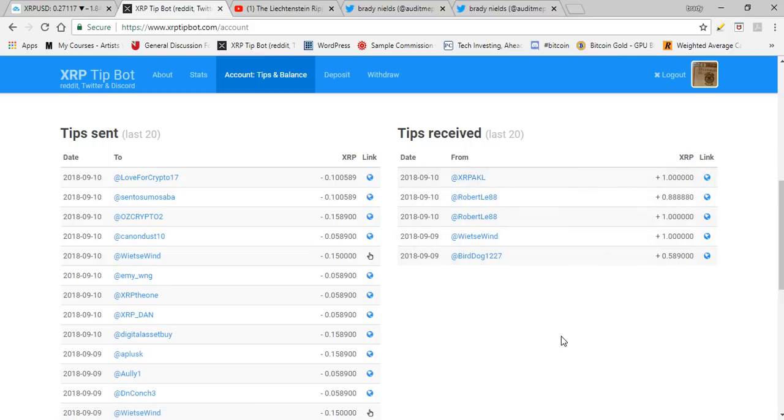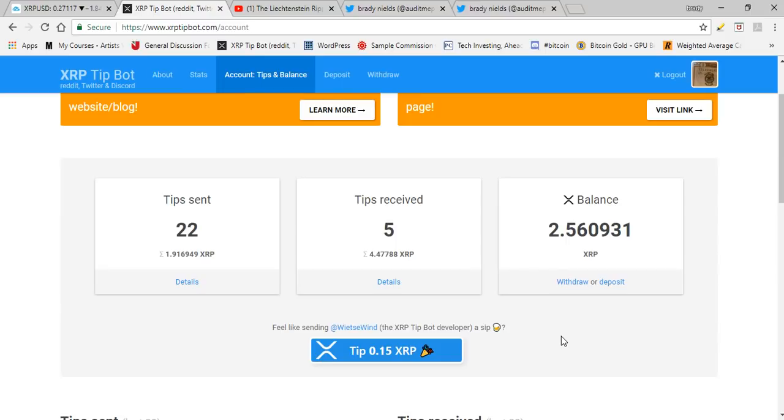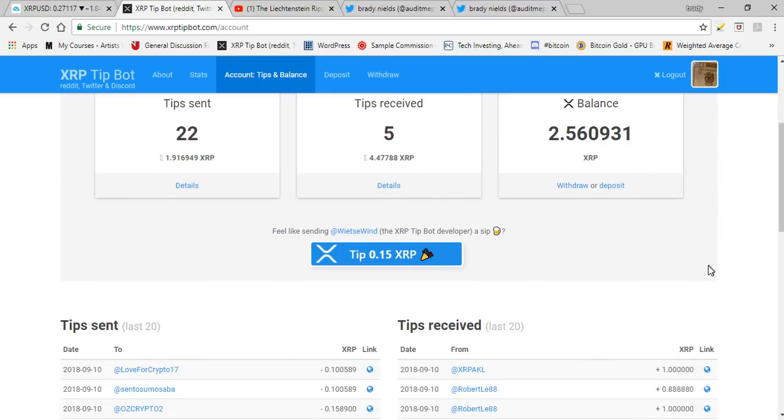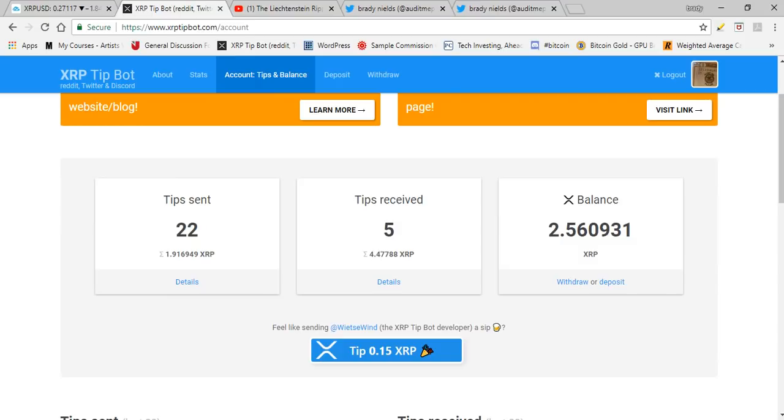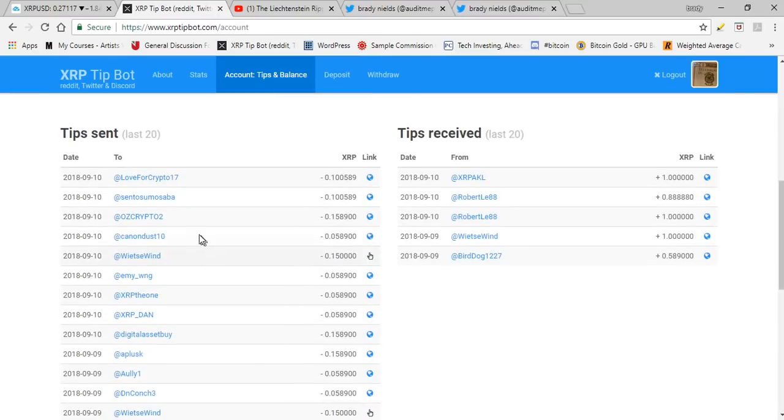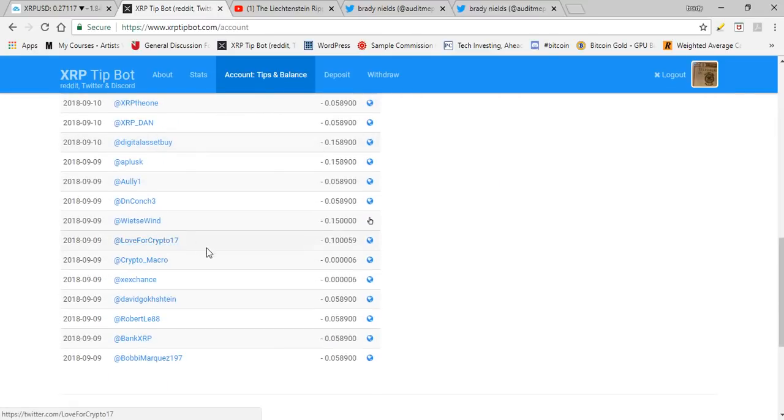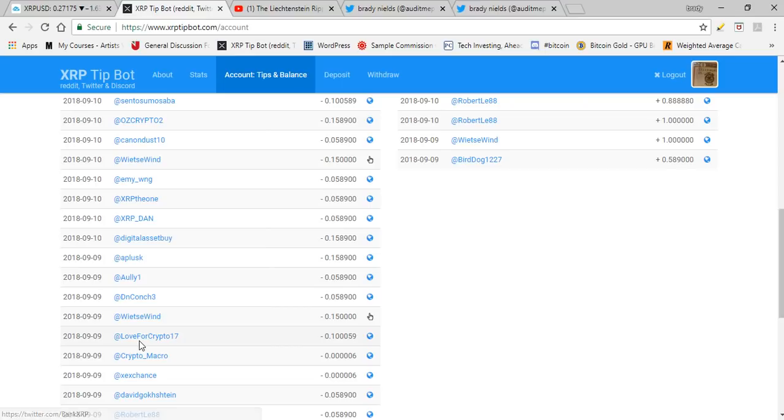My plan for this tip bot is to basically get free money and give it out so that I keep getting more free money, if that makes sense. So out of the 5 tips I've received in 4.4 XRP, I've given out 1.9 of it to these 22 people, and it can be, let's see, Robert Lee, Bank XRP. It can be people that obviously know about crypto or this.